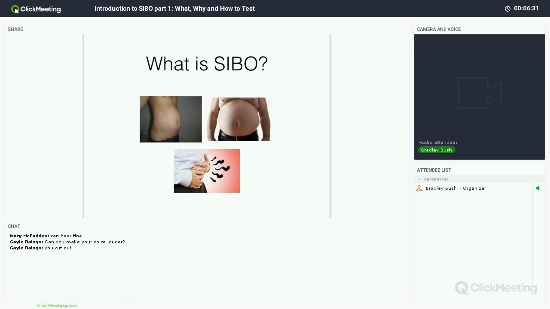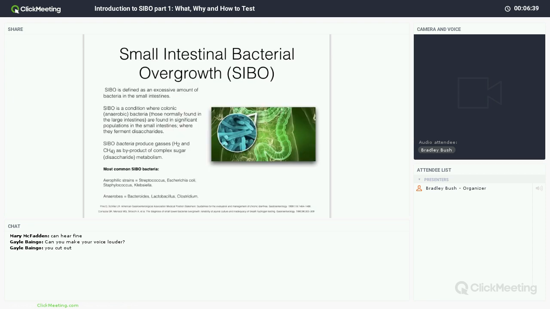So what is SIBO? And of course, I put some pictures of some classic SIBO things, which appears like a fermenting belly. Small intestinal bacterial overgrowth is defined as an excessive amount of bacteria in the small intestines. SIBO is where colonic or large intestinal bacteria, those that are typically anaerobic bacteria, are found now in large quantities in the small intestines, an area where they should be only found in very trace amounts, where they ferment disaccharides and fibers, which then lead to that excessive fermentation.